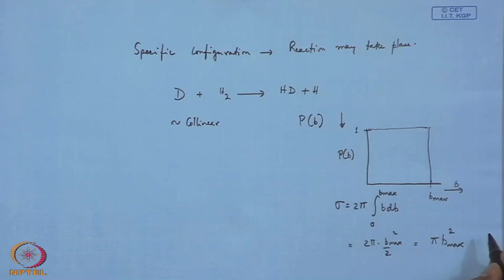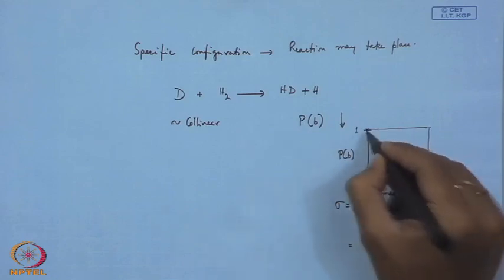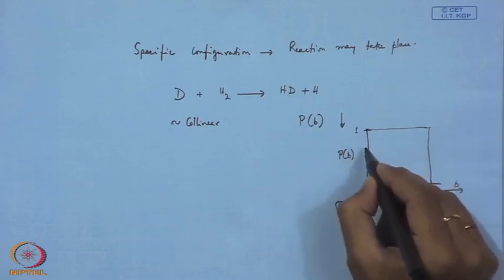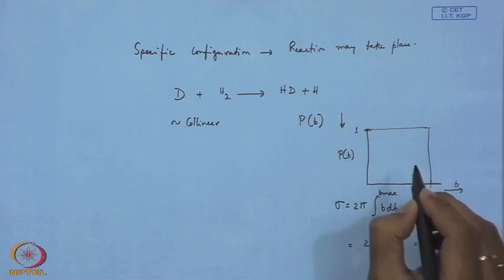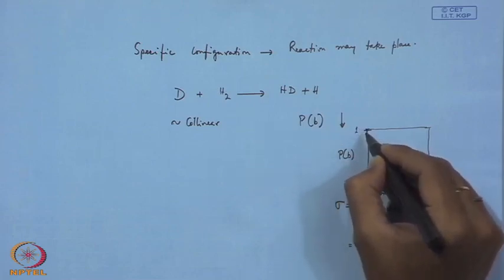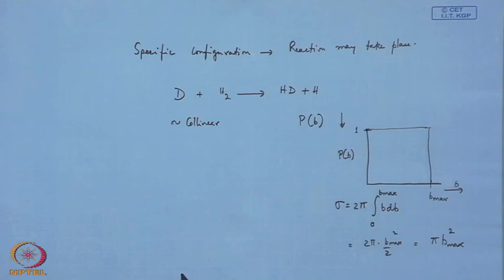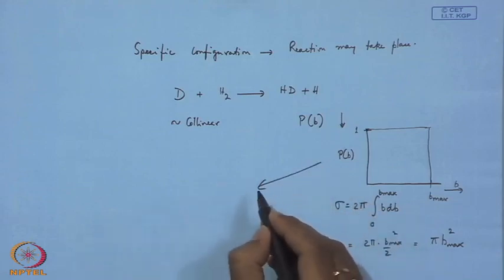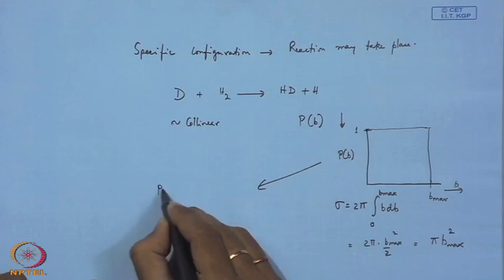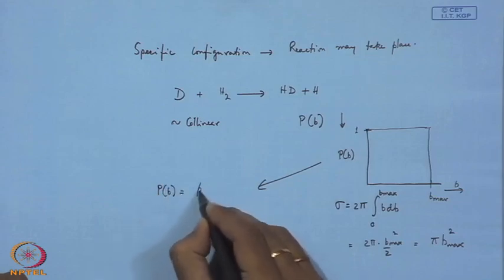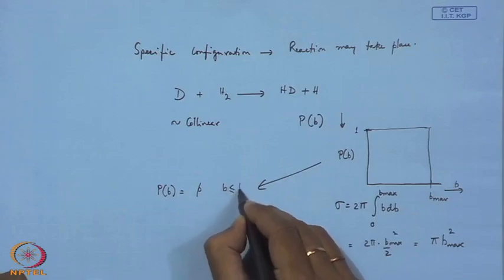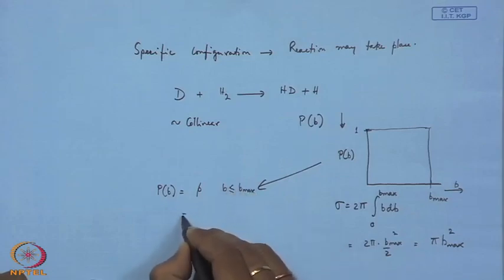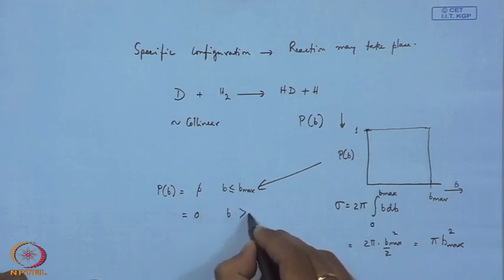But now, as I told you, because of the unfavorable orientations, this Pb value, that is the value 1, should reduce to some number, because it will not reach unity because of this steric requirement. So in that case you have to modify this to another step function, that Pb is equal to P when B is less than or equal to B max and is equal to 0 when B is greater than B max.